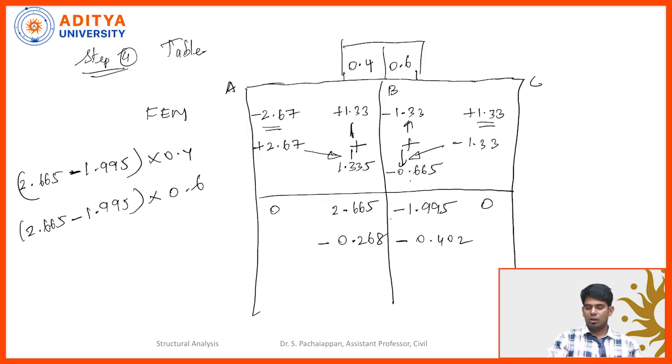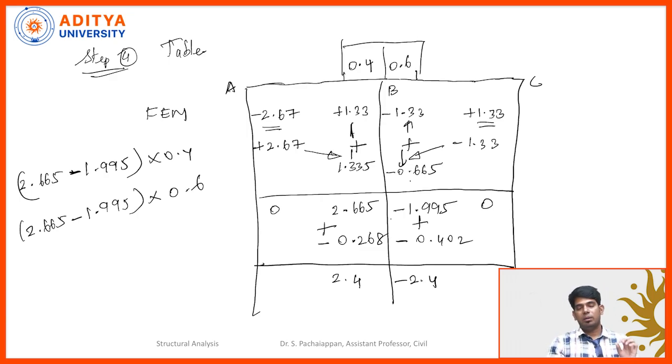Now we can observe I cannot transfer this moment to any support because support A and support C are the simply supported condition. We cannot proceed any further steps. We can sum up the values, we will be getting the final moment. So I am just going to sum up this value and sum up this value. Let's see. Here I am getting plus 2.4 and here I am getting minus 2.4. So equilibrium condition is satisfied. MBA plus MBC is equal to 0.